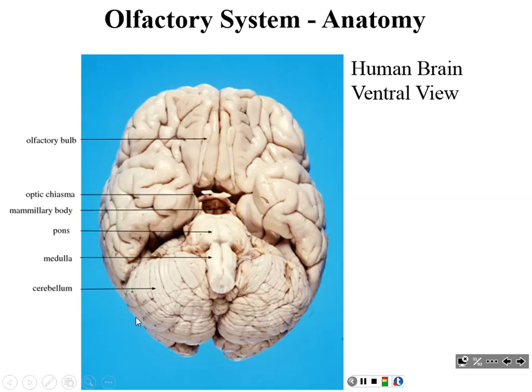And here is a ventral view of a human's brain. Here are the olfactory bulbs and the olfactory tract behind. So in this case, we removed the cribriform plate, so you're looking at the base of the human brain.